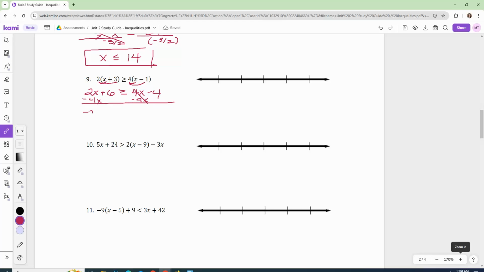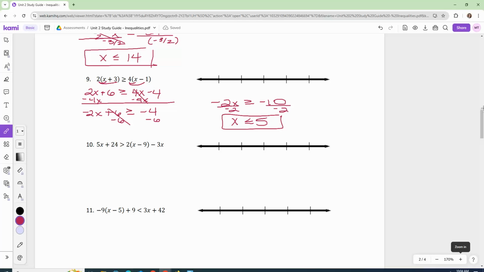So that gives me -2x plus 6 greater than or equal to 4. And we can then subtract over our 6. So -2x greater than or equal to -10. And then what do we do? Divide. And if you divide by a negative, what happens? Flip. x is less than or equal to 5.